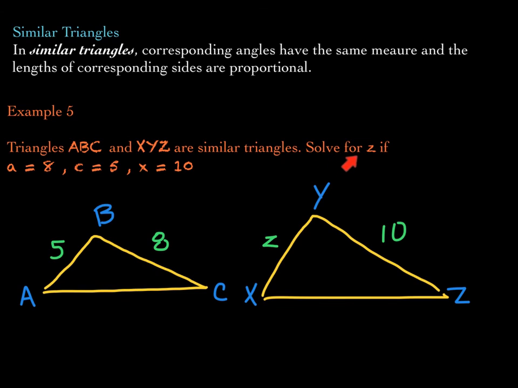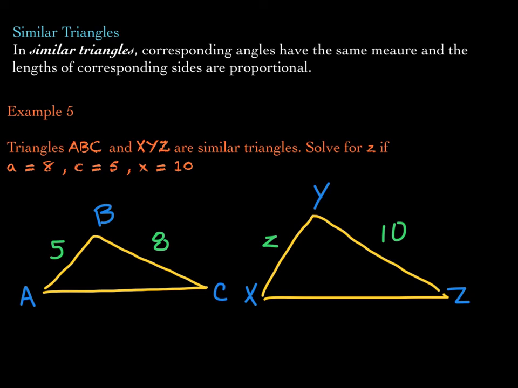Solve for Z. Find this side length right here. If side A is 8, right? This side C is 5 units. And side X here is 10 units. So let me show you what it means when we say the lengths of corresponding sides are proportional. What I can do is set up a proportion like this that says Z is to 5 what 10 is to 8, because these two triangles are similar.